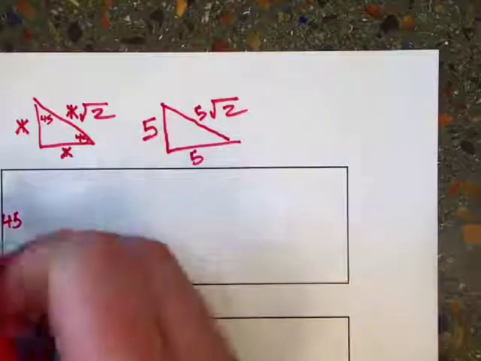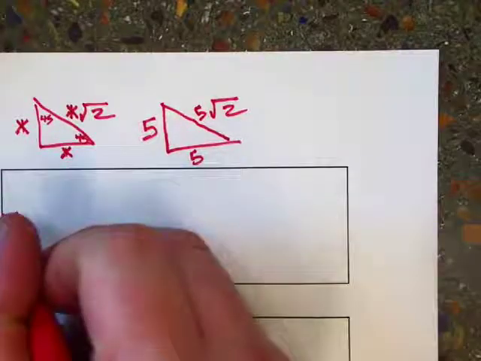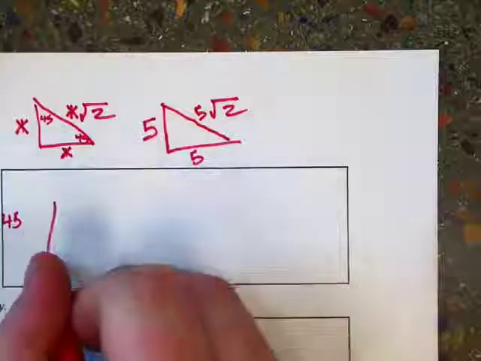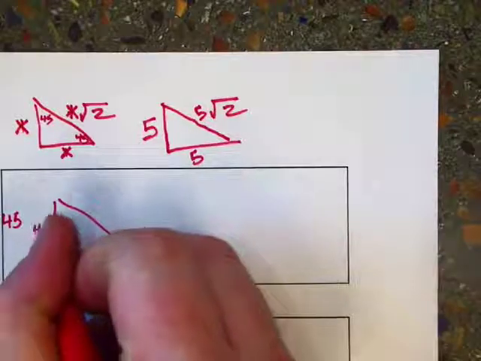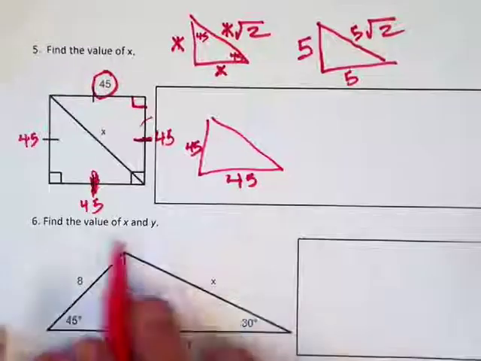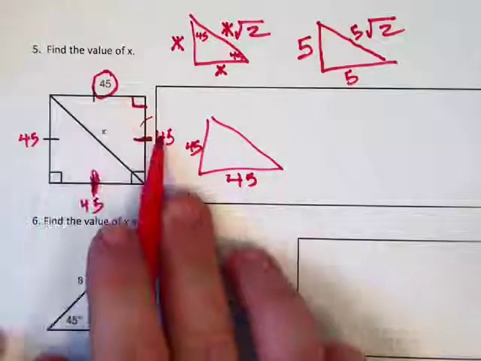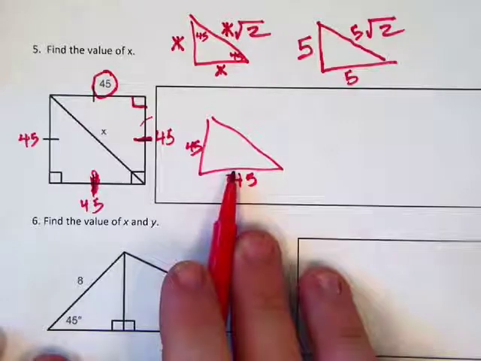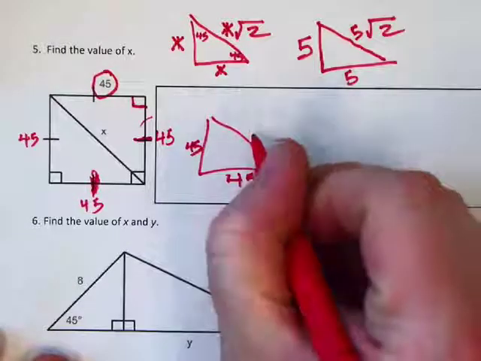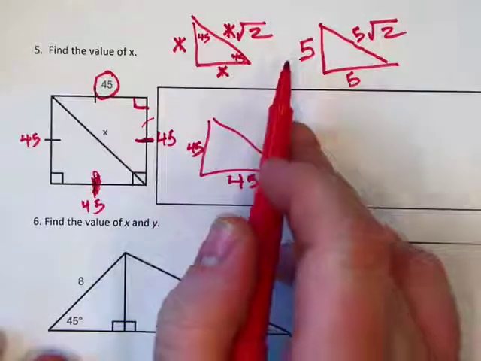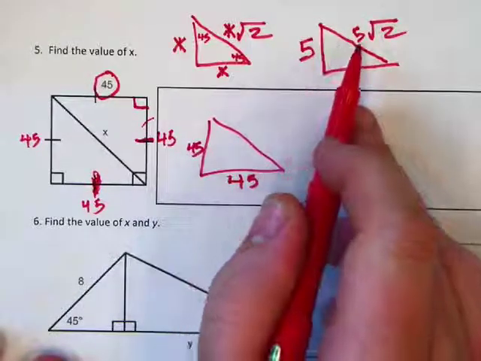Now let's look at this. We have 45, 45. So there's our x, it's 45. All the sides are 45. Sorry, I'm off the screen. So if we look, we've got 45 and 45. Both sides are 45, which means our hypotenuse is going to be whatever the side was times the square root of 2.